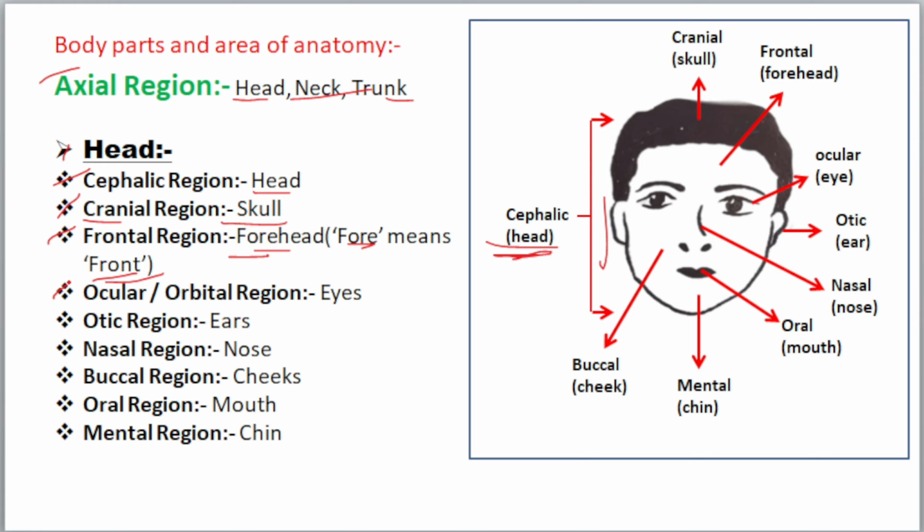Then the ocular or orbital region. Eyes are called the ocular or orbital region. Otic region. Ears are called the otic region. Nasal region. The nose portion of the head is called the nasal region. Buccal region. The cheek portion is called the buccal region. Oral region. The mouth is called the oral region. Mental region. The chin that is present beneath the mouth is called the mental region.